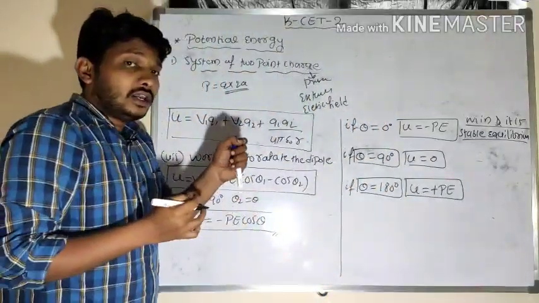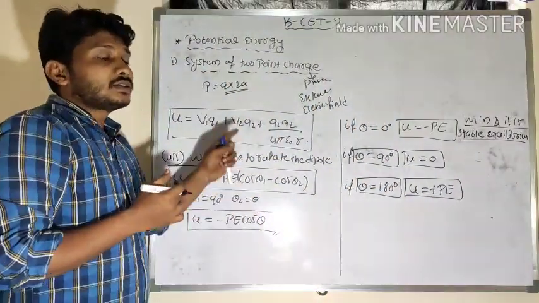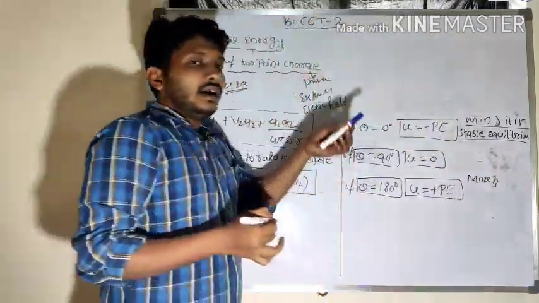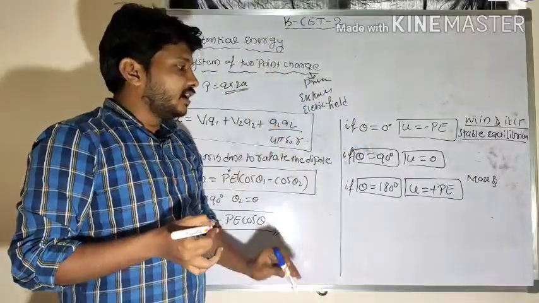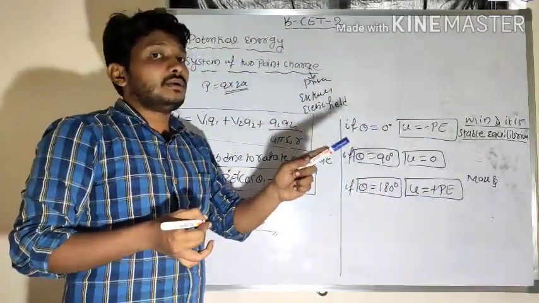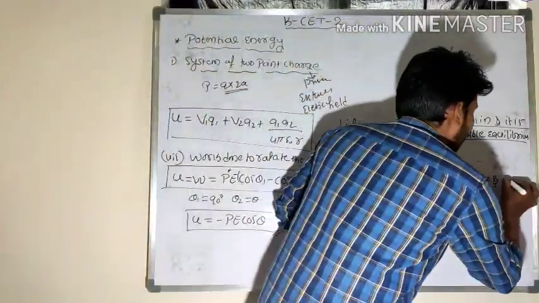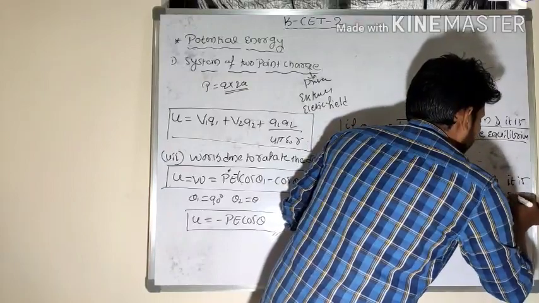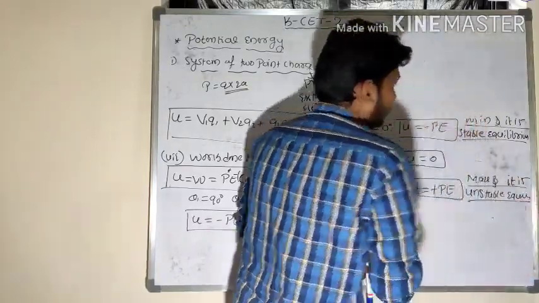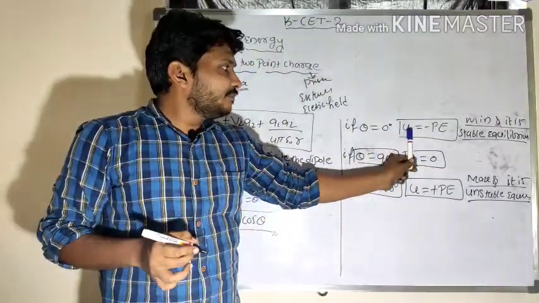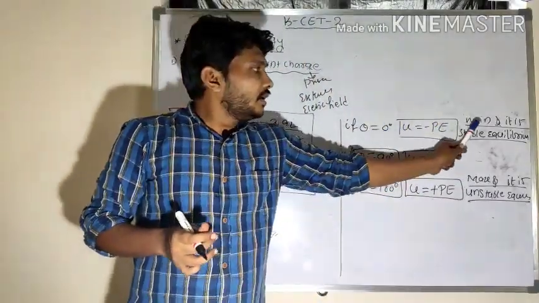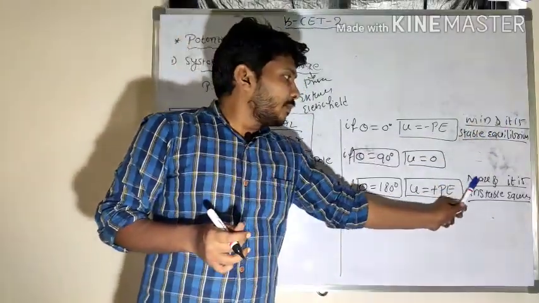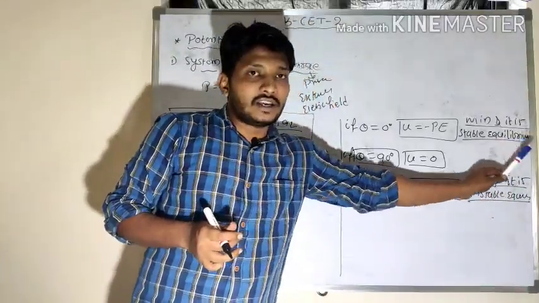Then at what angle will you get the maximum potential energy? The potential energy is maximum for an angle of 180 degrees, when the dipole is anti-parallel to the electric field direction, but it is unstable equilibrium. So remember these points. The potential energy is minimum for theta equal to 0, and it is stable equilibrium. If theta is equal to 180 degrees, the potential energy is maximum, but it is unstable equilibrium.